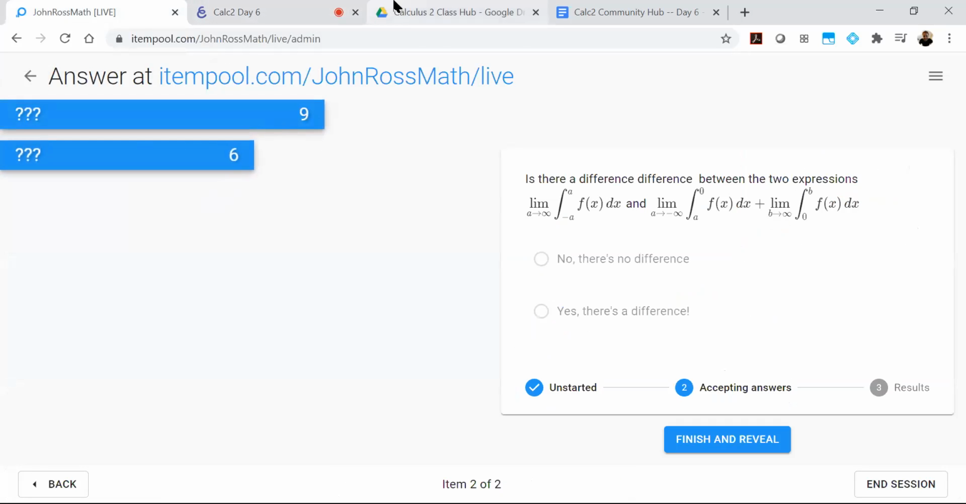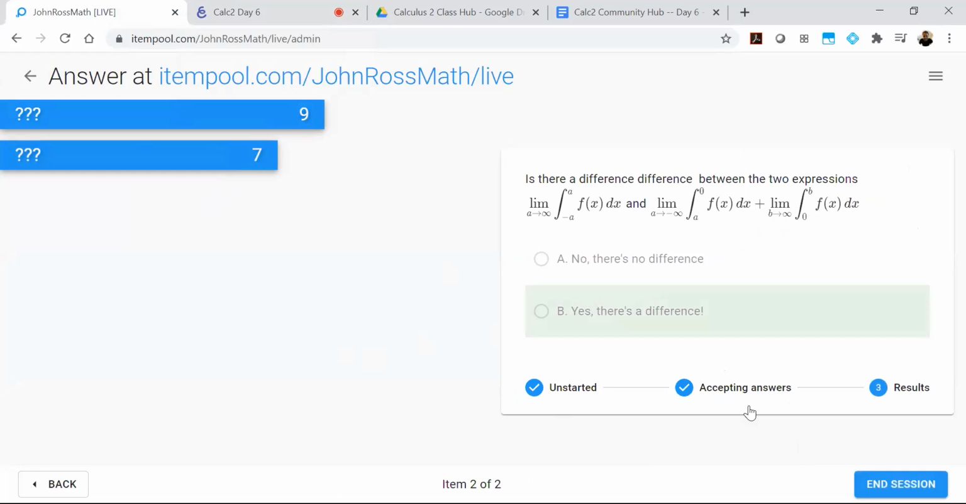I love it. I love it so much. Okay, yeah. It seems like we're split in our answers, because there are two answers. I know we're split down the middle here. Go ahead and finish and reveal.